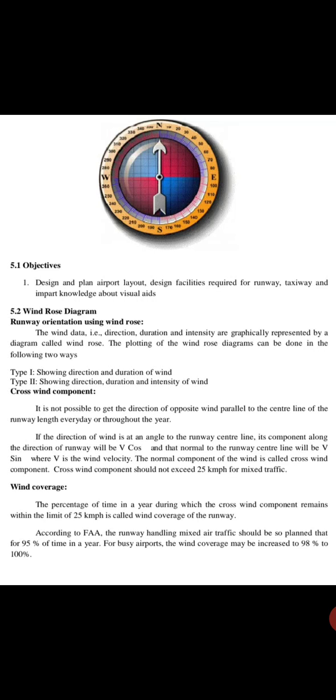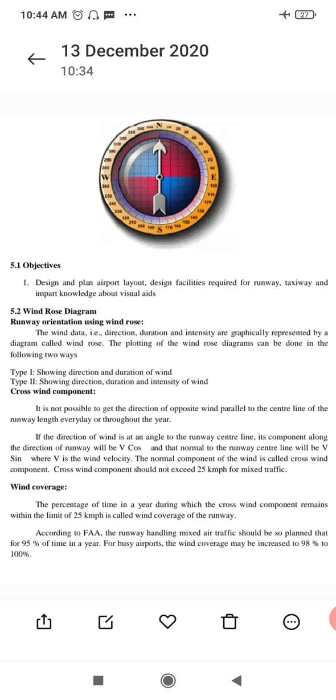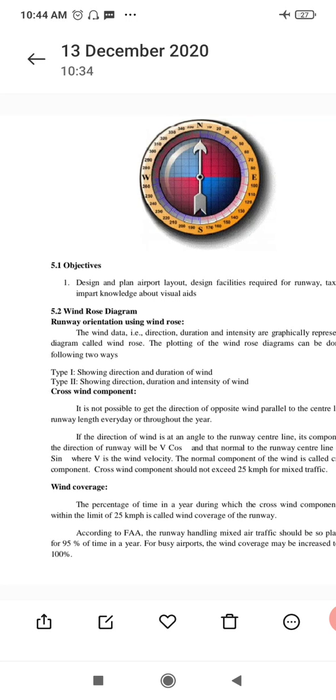Crosswind components should not exceed 25 km per hour for mixed traffic. So wind coverage: the percentage of time in the year during which crosswind components remain within the limit of 25 km per hour is called the wind coverage of the runway. According to FAA, the runway handling mixed air traffic should be so planned that wind coverage is 95% of the time in a year. For busy airports, the wind coverage may be increased to 98 to 100 percent.